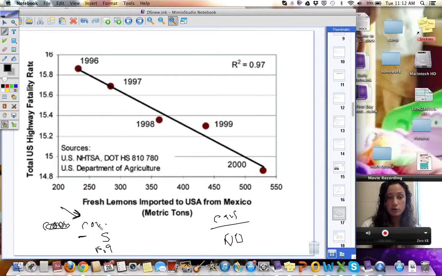But if you don't have correlation, you don't have causation as well. So this can be yes, and this can still be no. But if this is no, this has to be no.